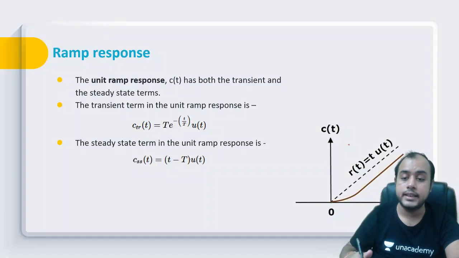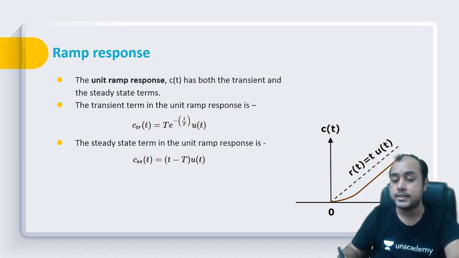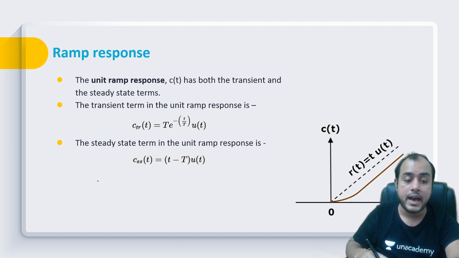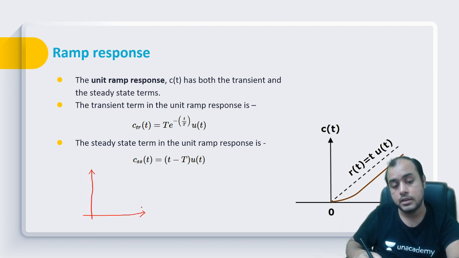If you plot this, it will be parallel to the ramp line. If you see the response, the response will go parallel to the ramp line. That is, if this is the ramp line, the response will be parallel to this, like this. If this is RT, this will be your C.